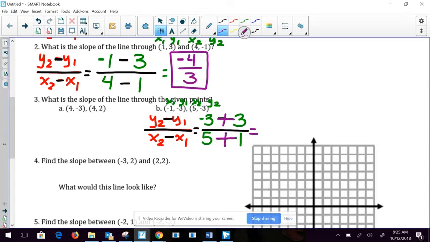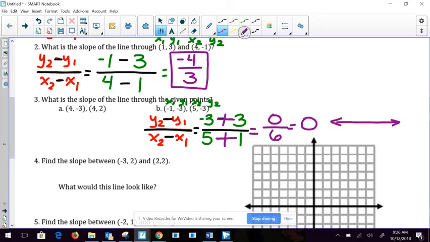When I simplify this, what is -3 plus 3? Exactly, it gives us 0. What is 5 plus 1? Great, 6. Now, we don't leave this as this, because what is 0 divided by 6? Enter it in your calculator right now. Good job, it equals 0, which means this is our zero slope. It's our line that is a horizontal line.